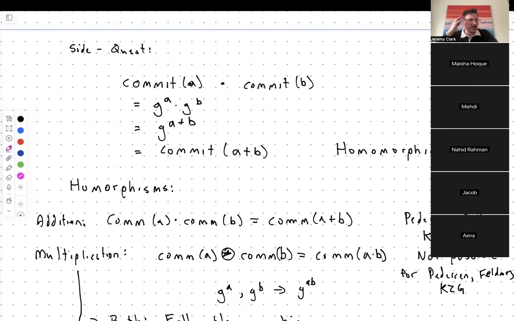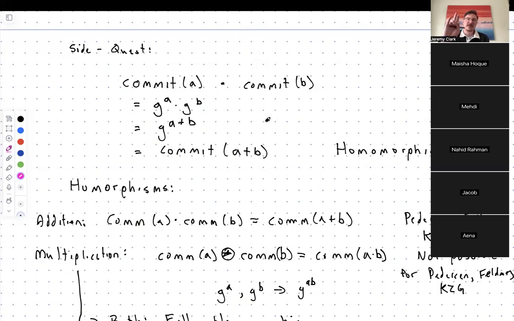The person who knows A and makes the commitment to A, and the person who knows B, can obviously commit to A plus B. But the point is that if you give me your commitments to A and B, I have no idea what A and B are, and I can still compute the commitment to A plus B. Or, to think of it slightly differently, I can check whether a third commitment is actually a commitment to A plus B simply by multiplying these two together.